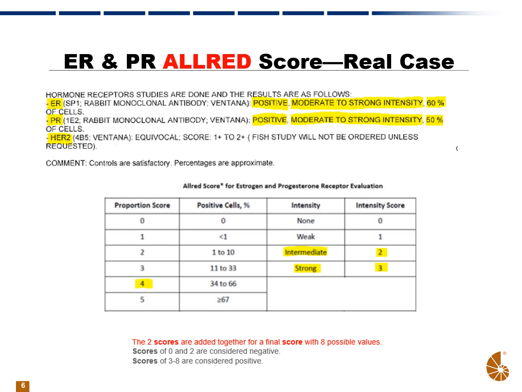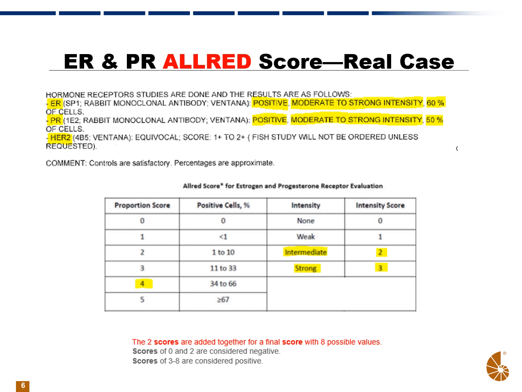So if we look at the way to rate this particular case for the estrogen score, you'll notice in the box at the bottom, because the estrogen was reported as moderate to strong intensity and 60% of cells were present, you add the two scores together, and in this case you get a final score that is showing that the estrogen receptor is positive.